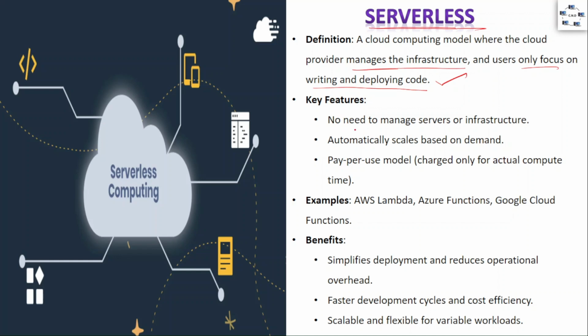Key features include that the user has no need to manage servers or infrastructure, it automatically scales based on demand, and it has a pay per use model that is charged only for actual compute time. Examples include AWS Lambda, Azure Functions, and Google Cloud Functions. And benefits are it has simplified deployment and reduces operational overhead. It has faster development cycles and cost efficiency, and is scalable and flexible for variable workloads.